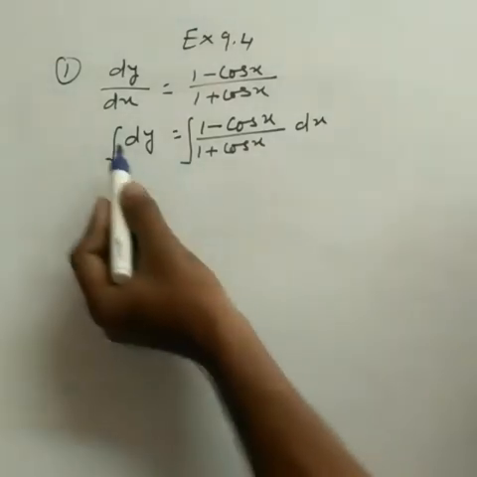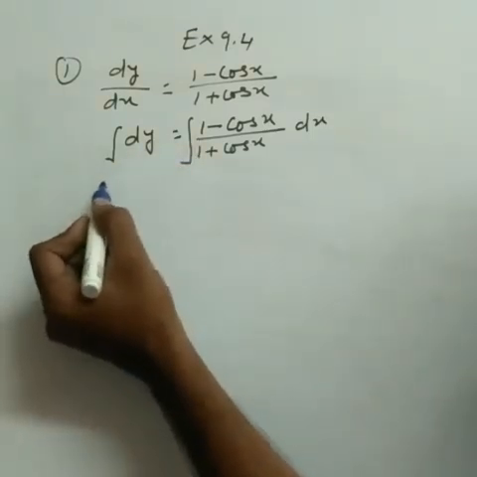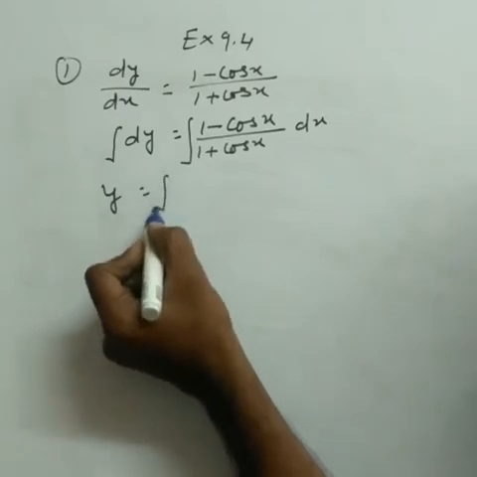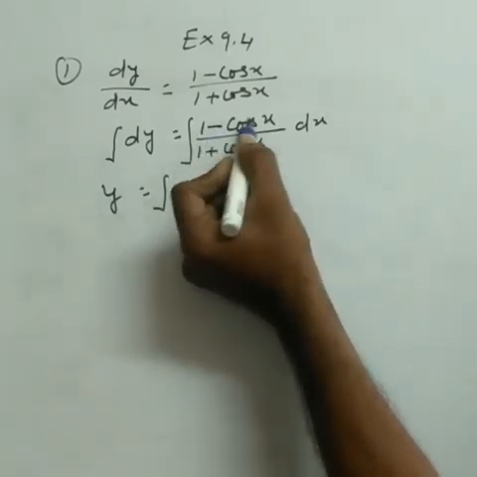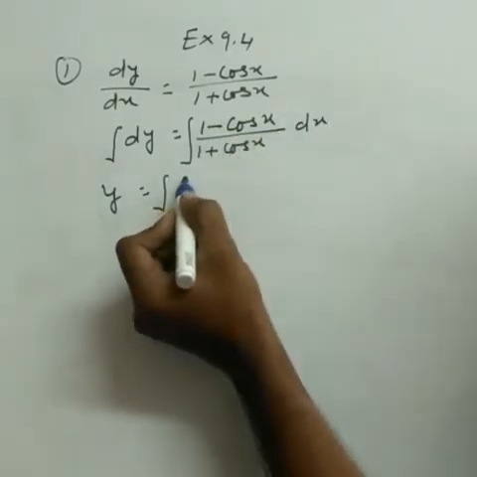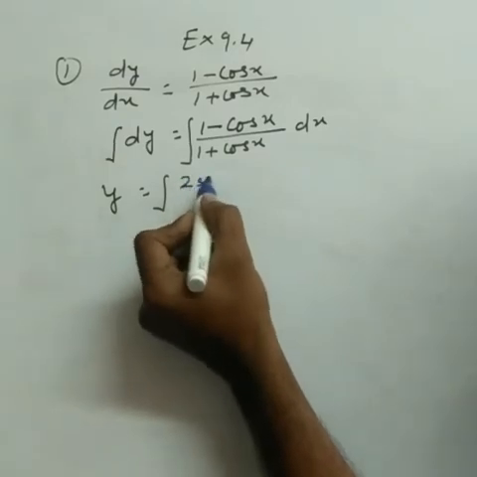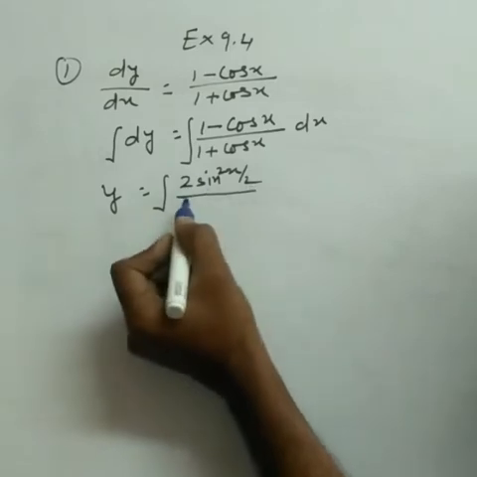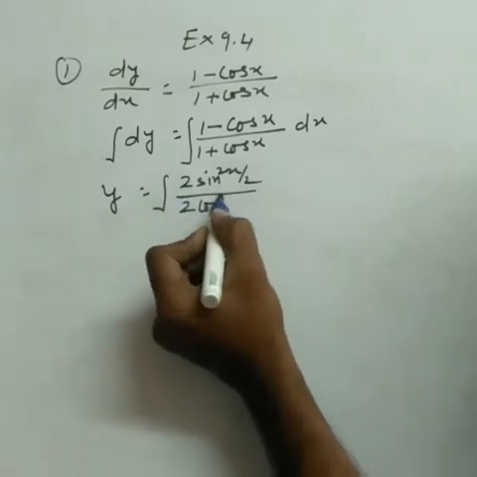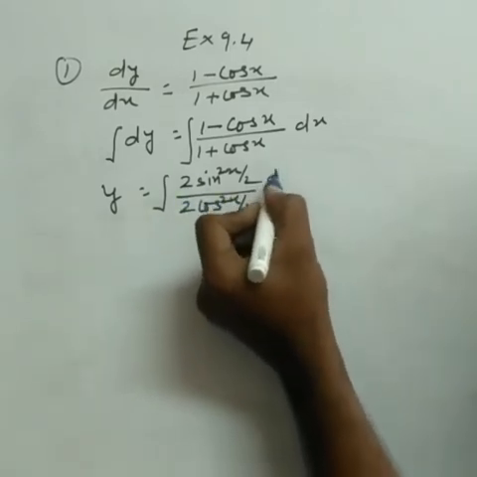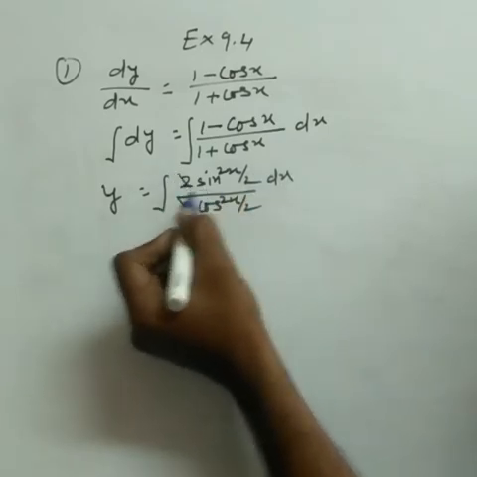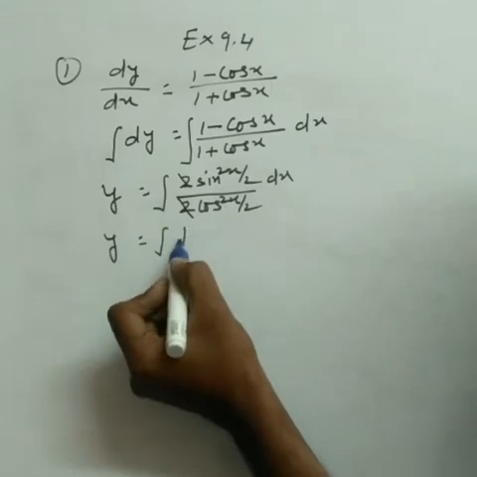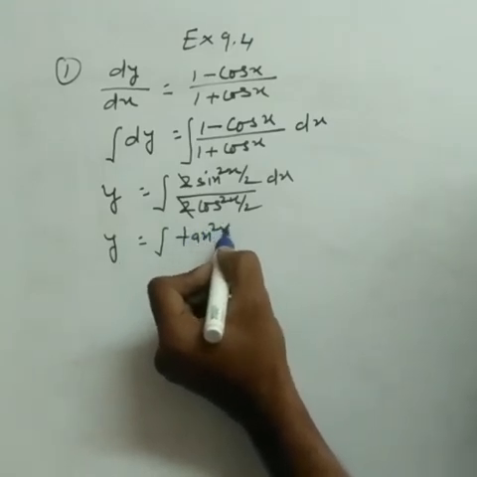We can integrate it. Integration of dy is y. Here the integration will be 1 minus cos x. 1 minus cos x is 2 sine square of x by 2. 1 plus cos x is 2 cos square of x by 2. 2 to 2 cancel. Sine square upon cos square is tan square of x by 2.